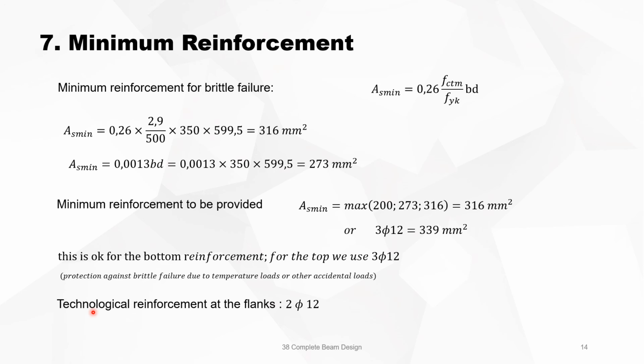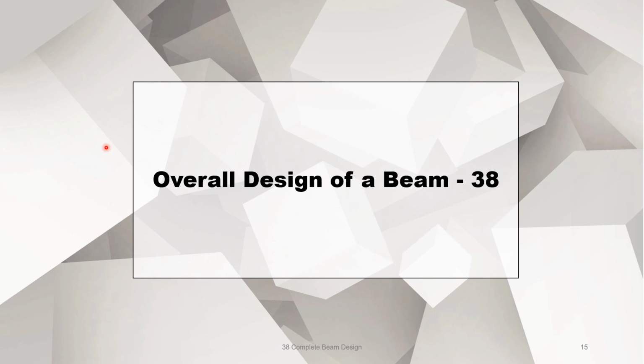And then we have technological reinforcement on the flanks, because the clear spacing, or the center to center spacing, between 2 reinforcement bars should be less than 300 millimeters. So this was part 2 in the overall design of a reinforced beam. And next lecture, we will handle the stress check and crack width in SLS. See you next lecture.